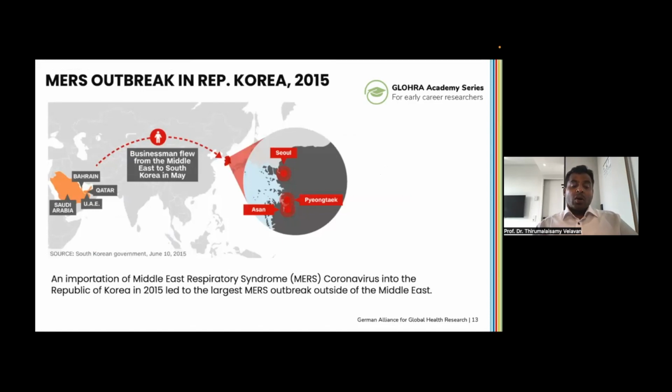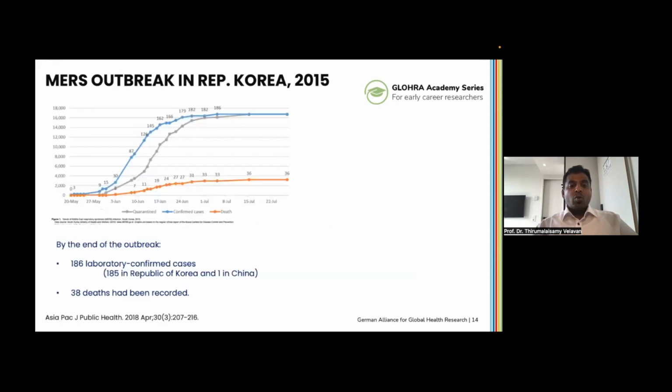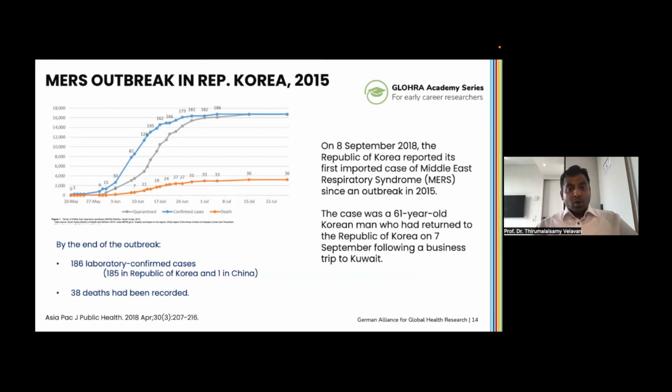The MERS outbreak is not only restricted to the Middle East. There was the very first importation of a Middle East case outside the Middle East, which led to the cases in South Korea, a 68-year-old man who flew in from Saudi Arabia to Seoul, who was the index case for the South Korean outbreak, which led to 186 confirmed cases, 185 in Korea and 1 in China, and 38 deaths. In later stages, in 2018, there were sporadic cases, but these were well quarantined so that the spread of the virus has been well contained.